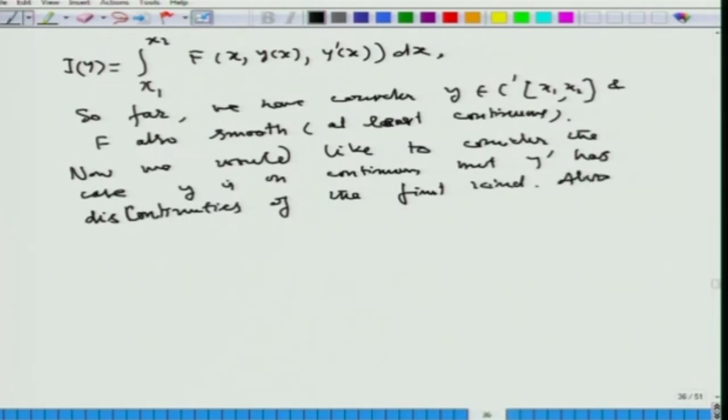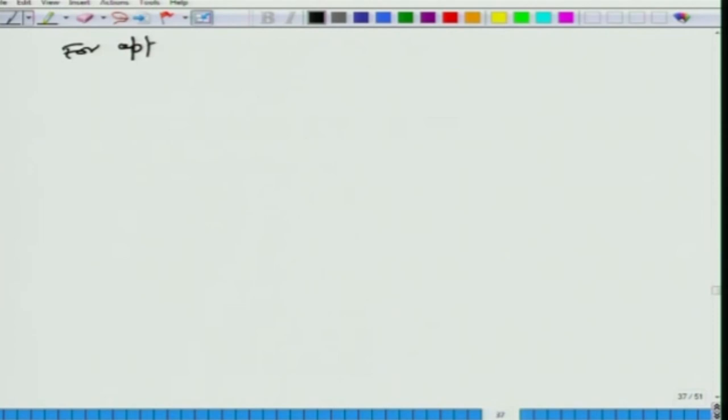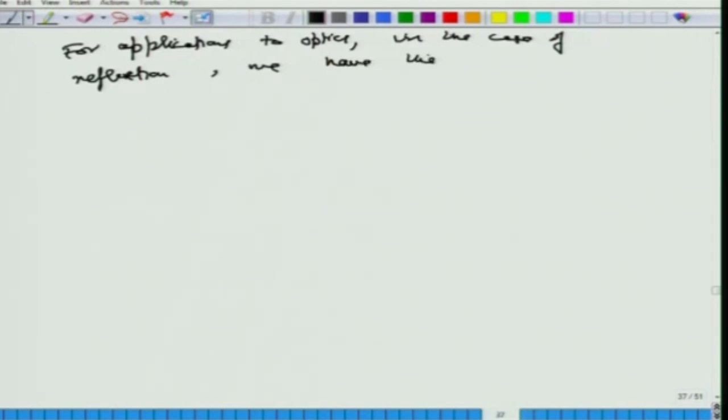Also, we would consider the case when f has discontinuities here. For applications to optics, in the case of reflection, we have the following.